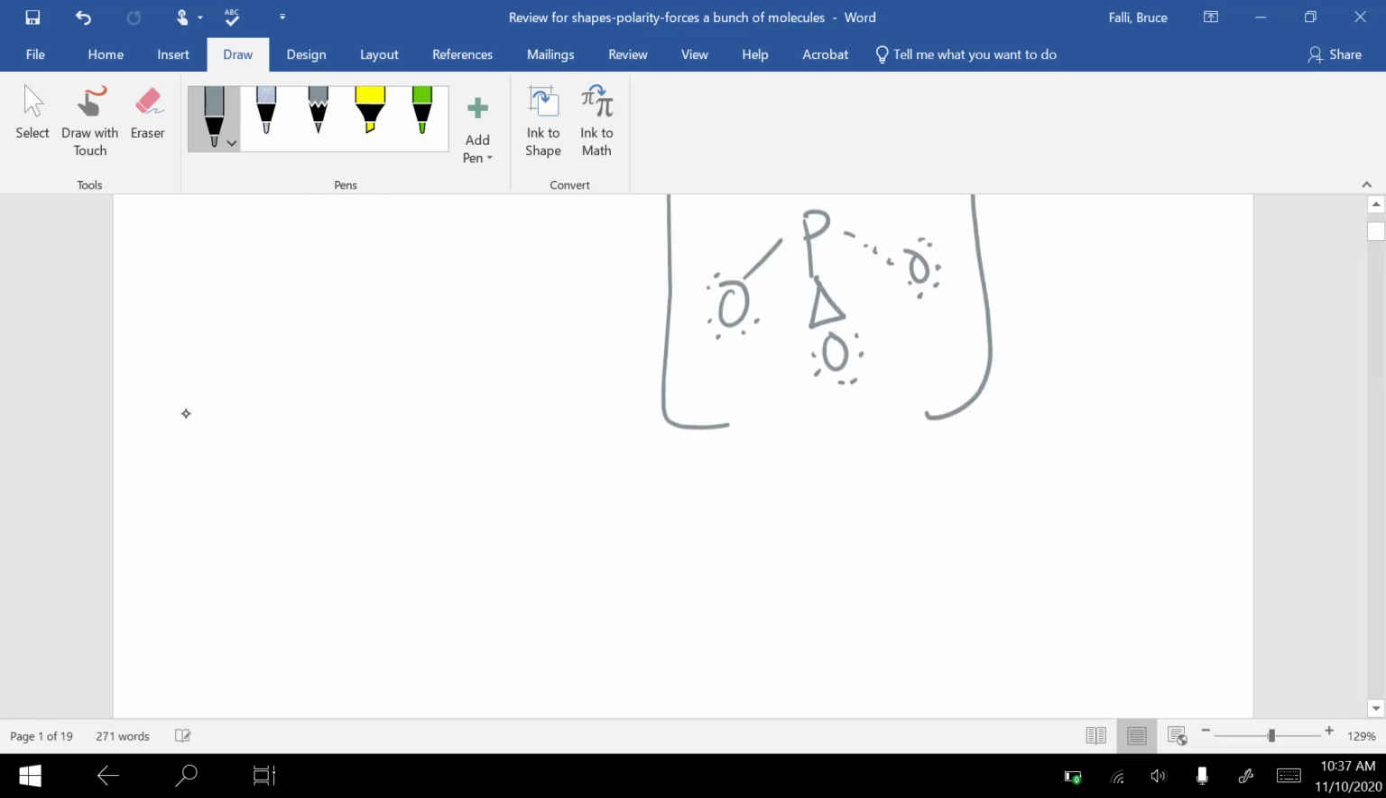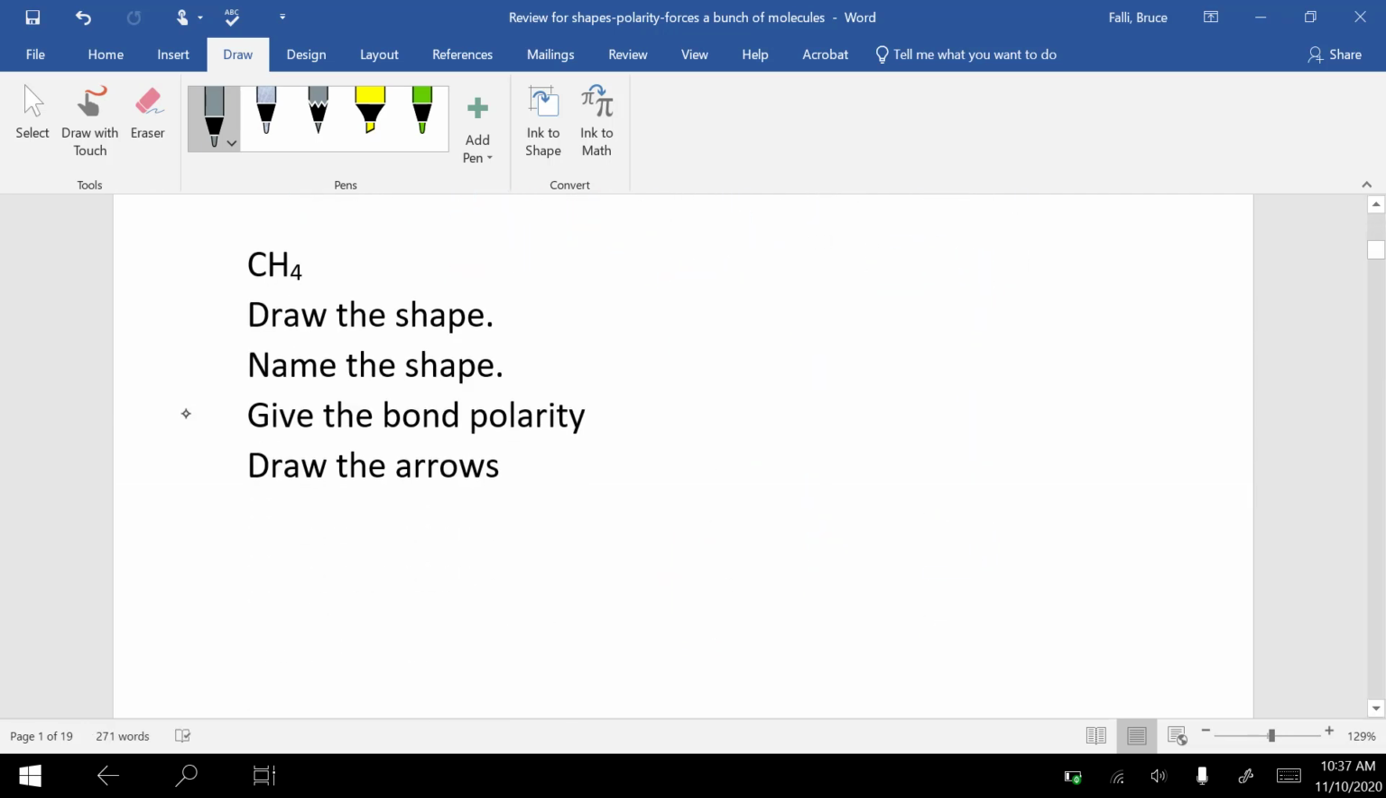Okay, let's go to the next one. CH4, draw the shape. Carbon goes in the middle. 1, 2, 3, 4, 4 for the valence. Throw my H's around it. Each H gets 1, again looking at those valence electrons we talked about before. Connecting the dots. Again, name the shape. It's got 4 regions again, right? No lone pairs on carbon.